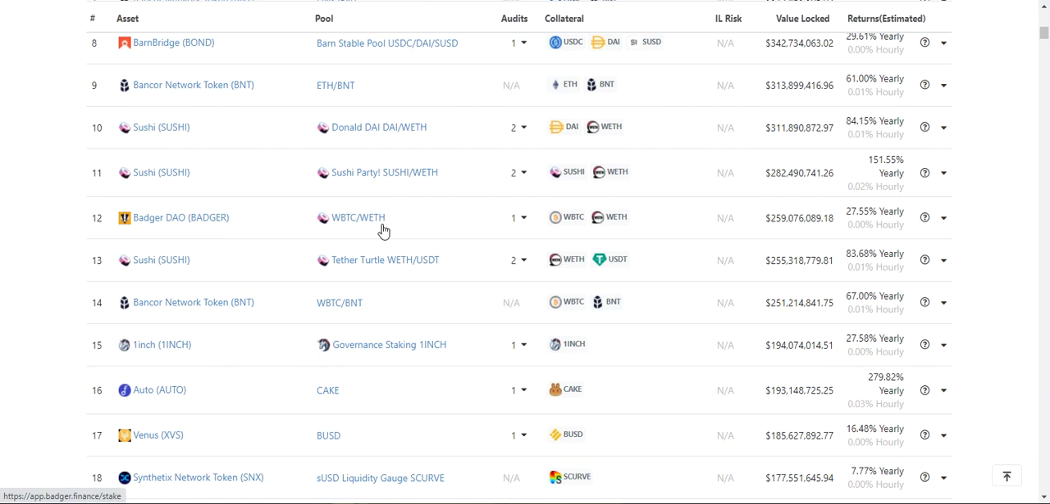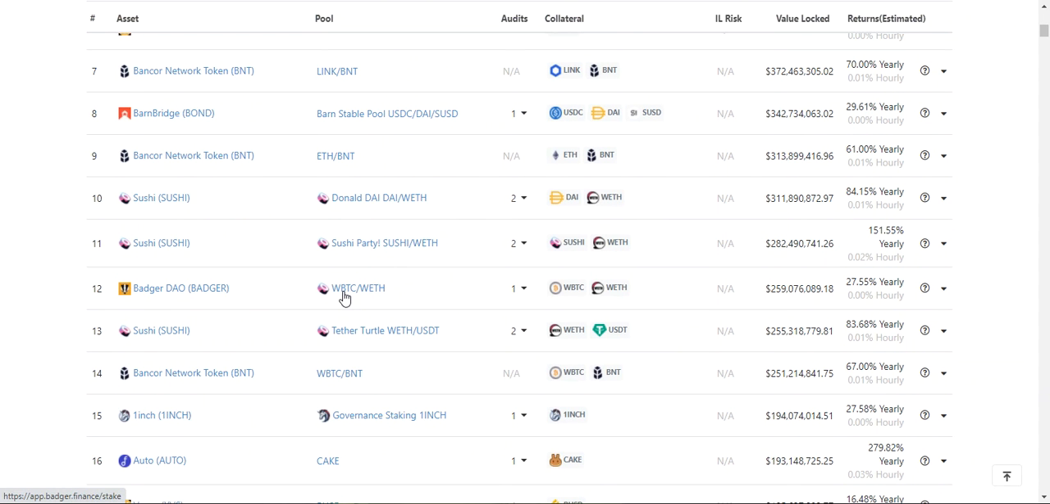So to get the Badger, you would have to supply wrapped Bitcoin and wrapped Ethereum. Wrapped Bitcoin is basically a smart contract version of Bitcoin that's produced by depositing regular Bitcoin into a contract, so that you can now use that Bitcoin to participate on the Ethereum network. Wrapped Ethereum is the same thing. You're depositing Ethereum into a smart contract, and you're getting a wrapped ETH created, and now you can use that in some of the DeFi and Ethereum tools or services that are out there.